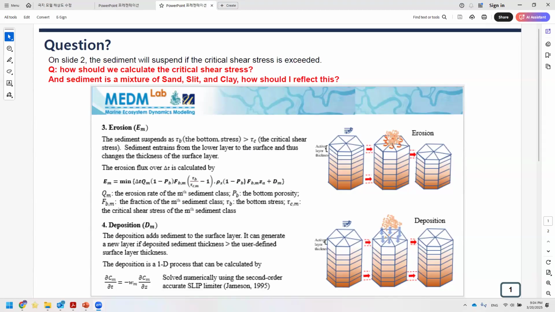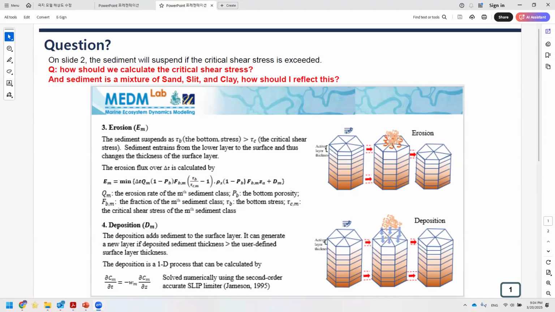Okay, right? So then your question is how you calculate critical stress. That's a very good question. The main issue for the sediment model is how to determine the critical stress, the bottom stress. Like we did before, some people use a constant value. They put some criterion for each type of sediment. For example, they had a table showing laboratory experiments.